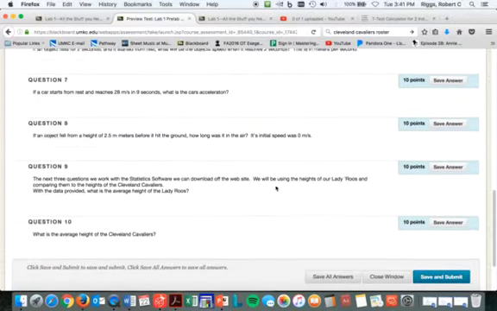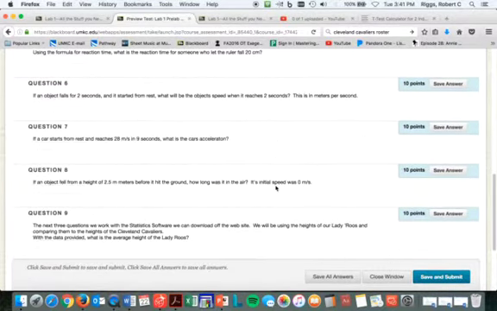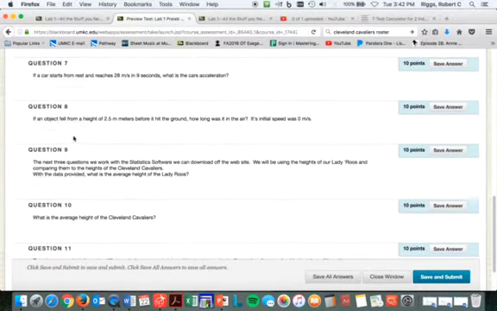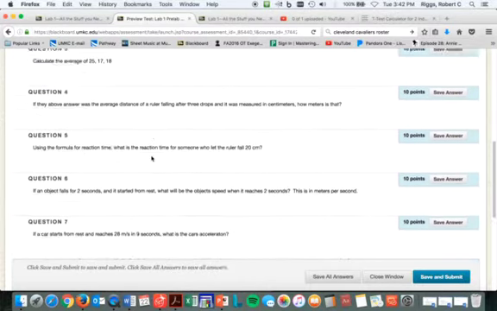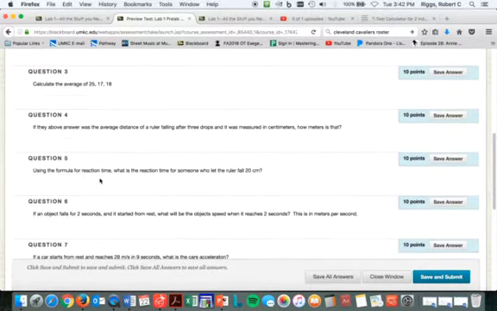So let's go to question 5. I'm going to put question 5 right here after question 8. Okay, that's what I'll do. So question 5 says, use the formula for reaction time. What is the reaction time for someone who let the ruler fall 20 centimeters? Well, let's take a look at that.